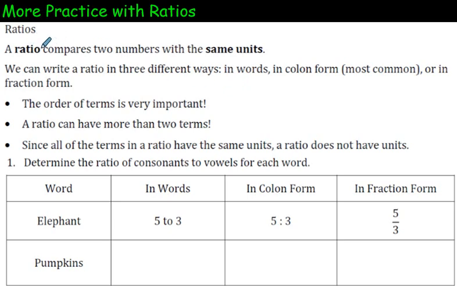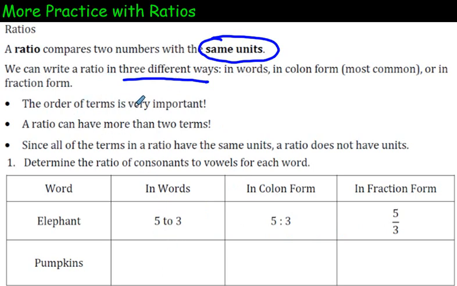So what is a ratio? A ratio compares two numbers with the same units. We can't forget that it's the same units, okay? So centimeters and centimeters, or meters and meters, etc. We can write a ratio in three different ways, which the other video covers as well: in words, in colon form, which is the most common, or in fraction form. We're going to fill out a table here below together in just a second.